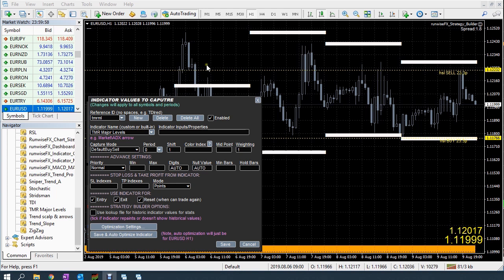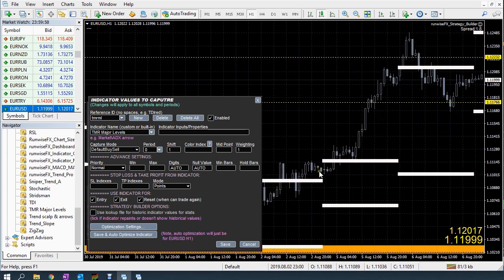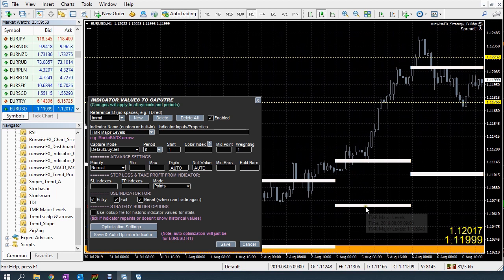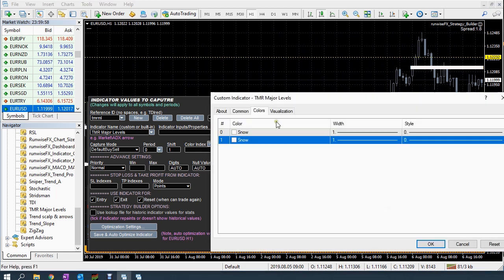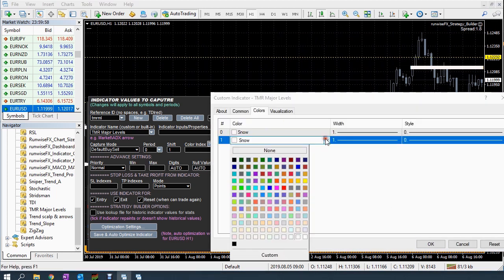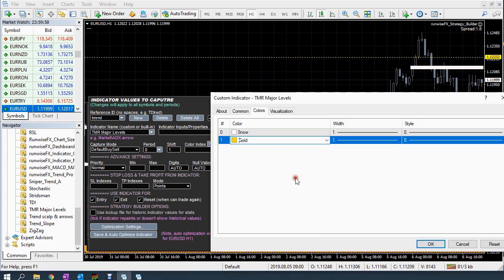Okay, so the next type of cross indicator we want to look at is one where we're interested in the price crossing certain lines. We've got this indicator, TMR major levels. It's got a couple of buffers that it's using. If we just have a little look, they're both white, so it's helpful, I think, if we just colour one of them a slightly different colour so we can just see which is which.